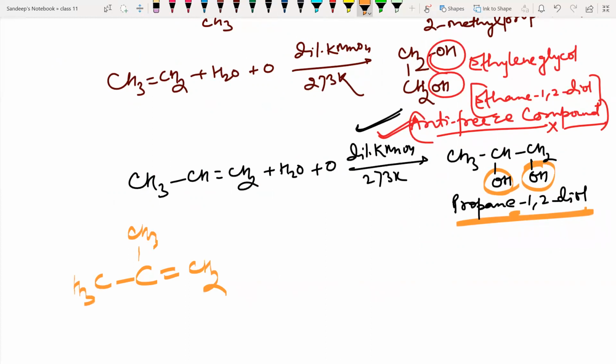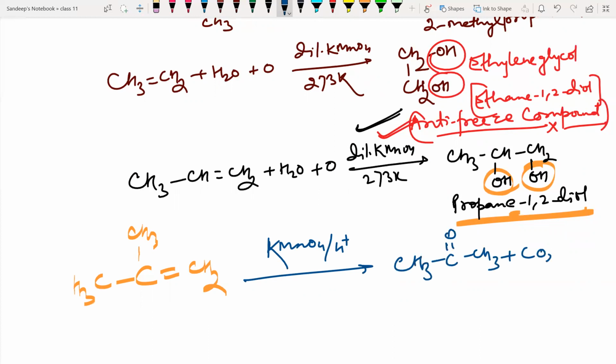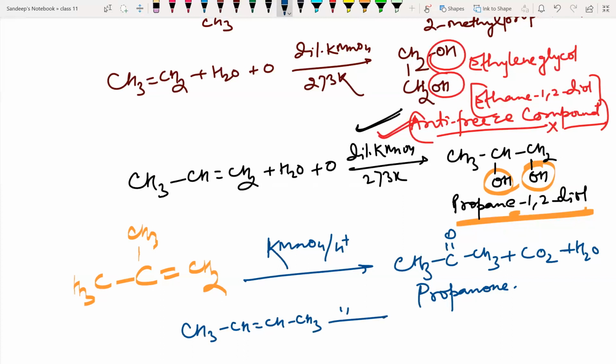If you treat 2-methyl propene with acidic KMnO4, it can form ketones or acids depending upon the nature of the alkene and the experimental conditions. So it will form ketone. Acetone is formed along with carbon dioxide and water. So it forms propanone. But if you take butene, it will form carboxylic acid. Same reagent, it will form 2 moles of acetic acid.